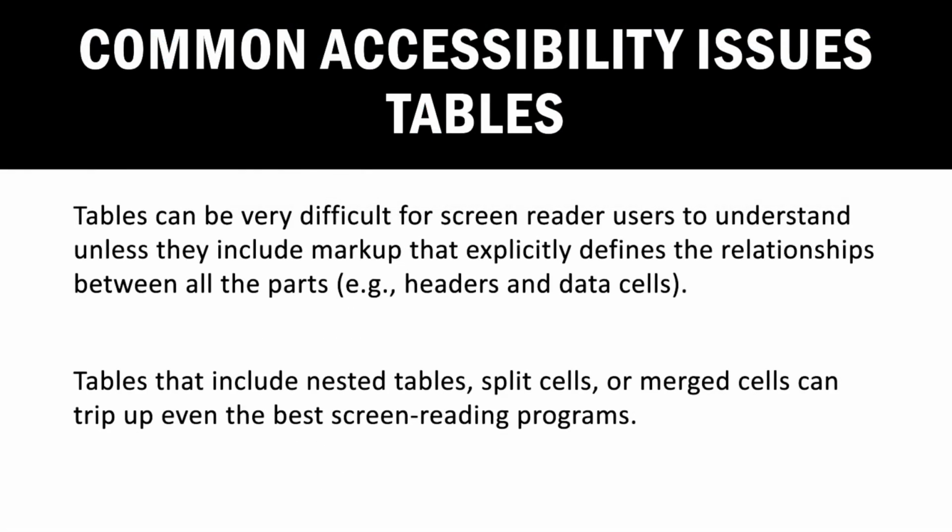Tables can be extremely difficult for screen readers, especially if there's lots of merged and split cells going on. It makes it hard for the screen reader to determine the reading order. Tables can be very difficult for screen reader users to understand unless they include markup that explicitly defines the relationships between all the parts, such as headers and data cells. Tables that include nested tables, split cells, or merged cells can trip up even the best screen reading program.